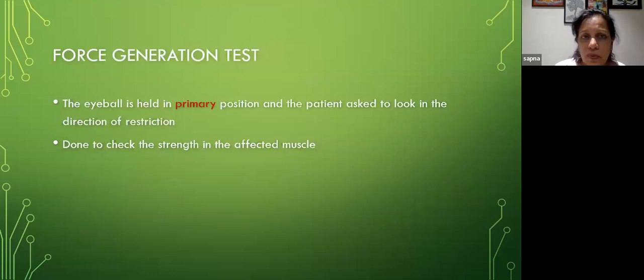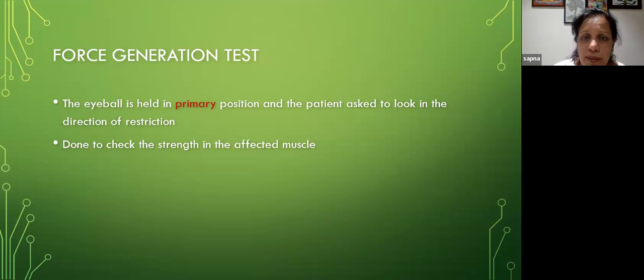In the force generation test, what we do is we hold the muscle in the primary position with the forceps, similar to what we did in the force duction test, and then ask the patient to look in the direction of the limitation of the movement and feel for the tug. Again, taking the example of the lateral rectus, we hold it in the primary gaze and ask the patient to abduct the eye on the right side. If there is no tug or resistance that you feel, it means that there is no tone or movement in that patient.